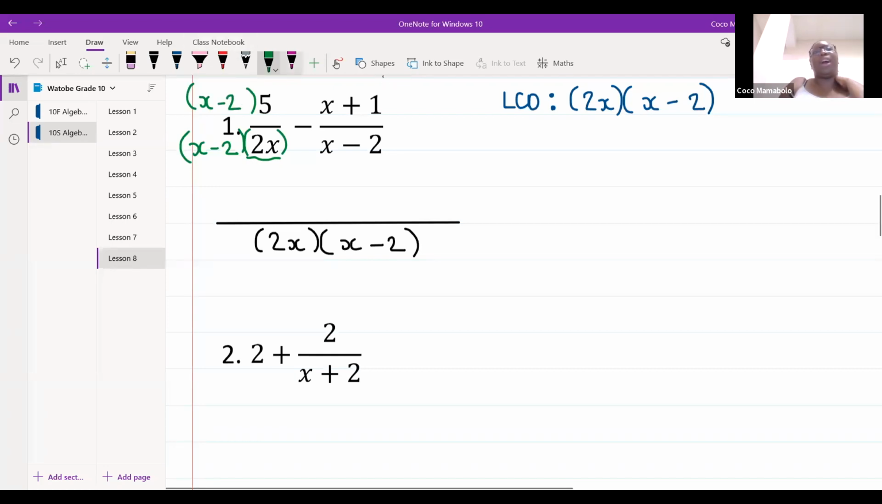Okay. Now let's have a look at the other side, guys. From my denominator, what am I missing? What's missing from my denominator over here? Tell me in the chat.